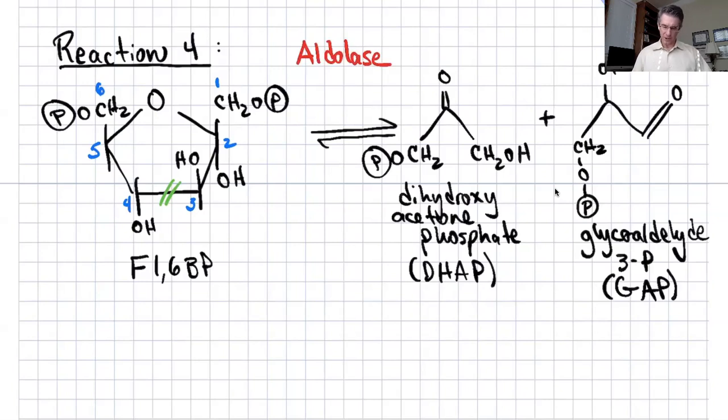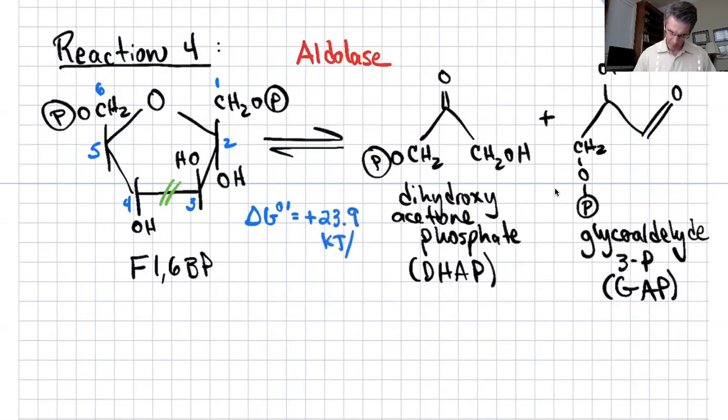And the free energy change for this reaction, this will bend your noodle a little bit. The standard state free energy change for the aldolase reaction is plus 23.9 kilojoules per mole. Okay, now I said sit and let the PGI standard state free energy sink in for a second. Let that one sink in for a second. That's an order of magnitude less favorable than the unfavorable PGI reaction in the forward, the glycolytic direction.